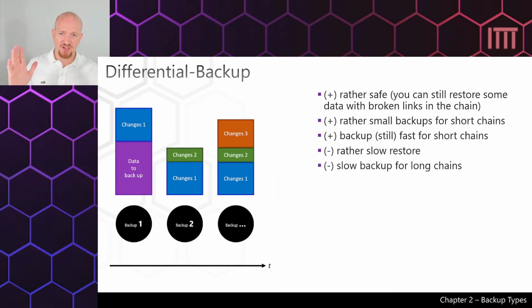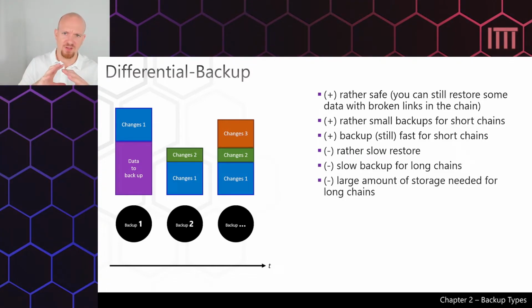And the longer the chain gets, the slower the backup gets, because there will need to be a calculation for the difference between the current backup and the first full backup, or better, the last full backup in the backup chain. Also, there's a large amount of storage needed for longer chains. Usually not as much storage as with a full backup every time, but still much more storage for longer chains than would be needed with an incremental backup, which we'll have a look at in the next slide.